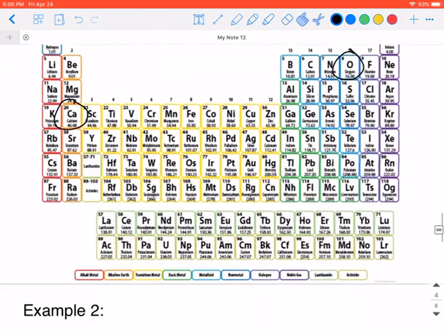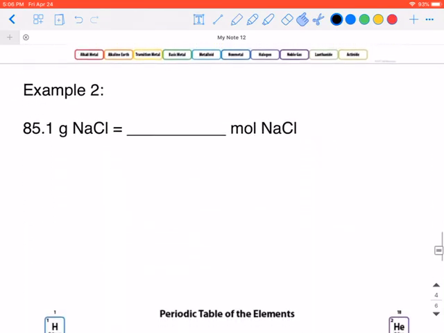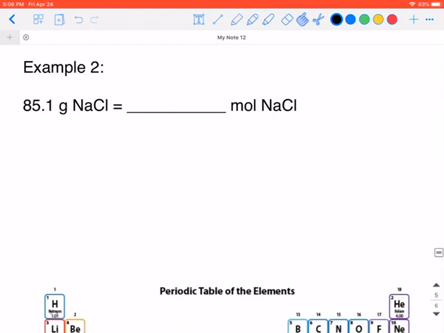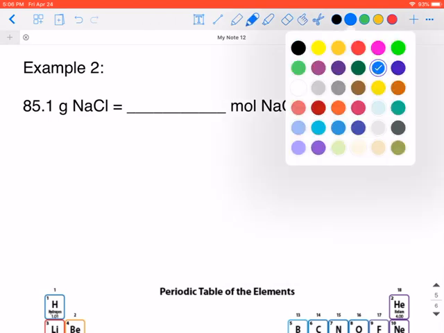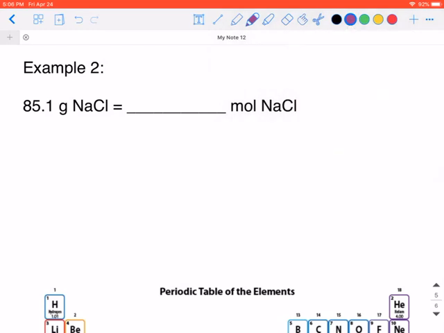But we're going to do 2 more examples, right? This example here is actually in your book on the bottom of page 78. This time we're going from grams to moles, right? So I'm starting off with 85.1 grams of NaCl.